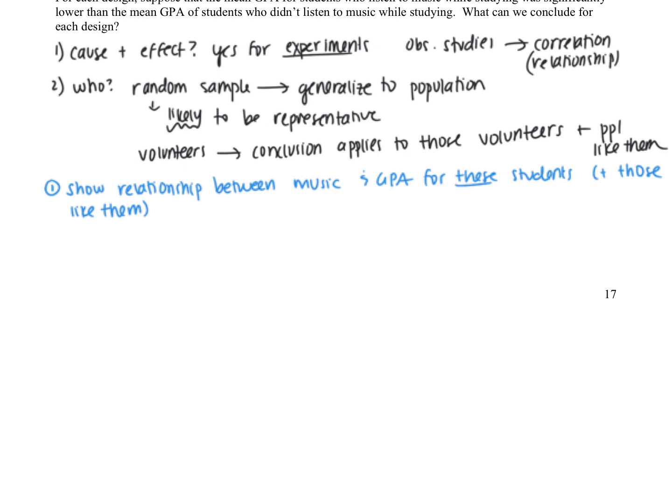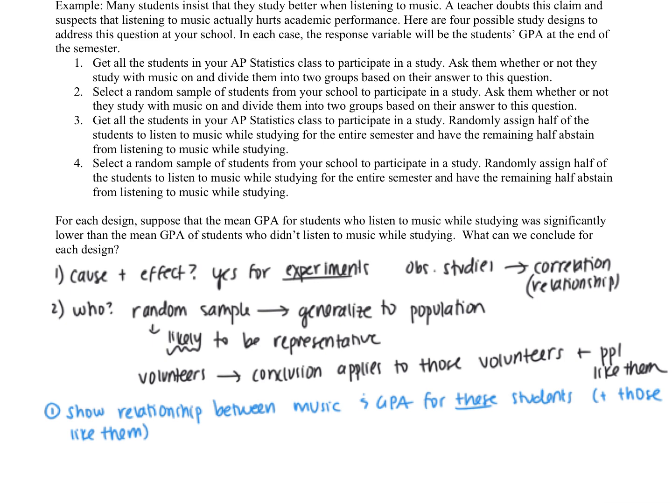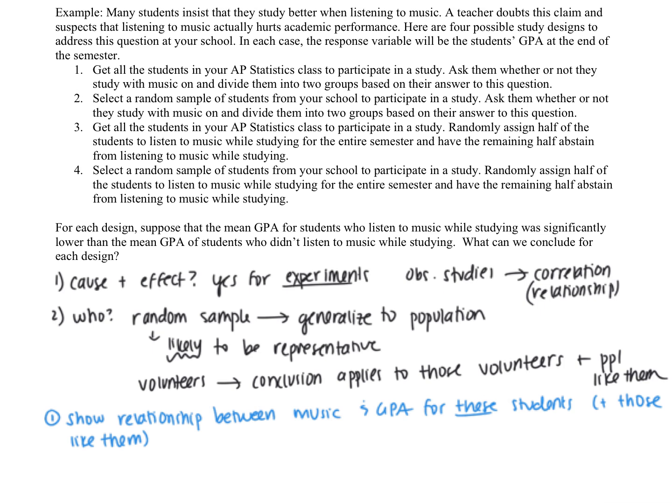Now, I'm skipping a lot of words. Hopefully, if you were doing this, you would provide more context. So I shouldn't say music, I should say listening to music. Okay. So then 2, select a random sample of students from your school to participate in a study.